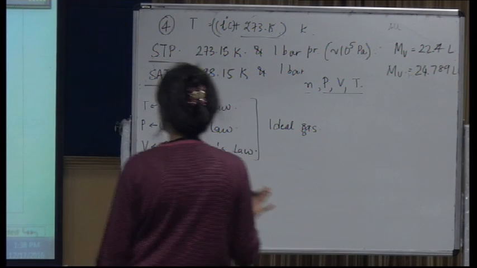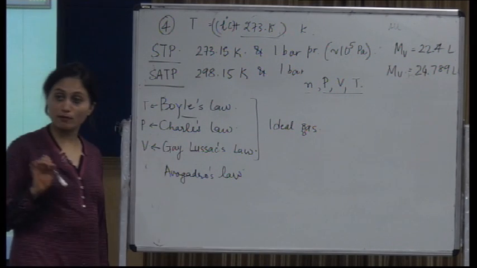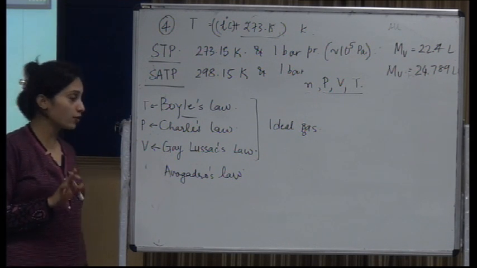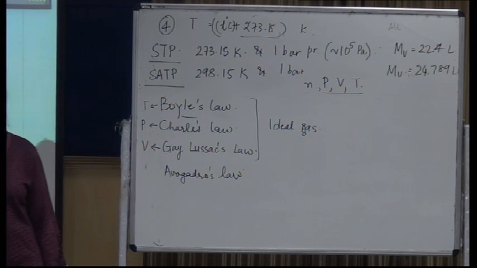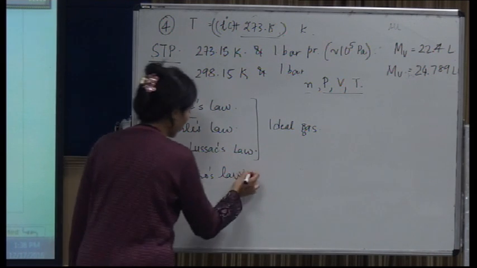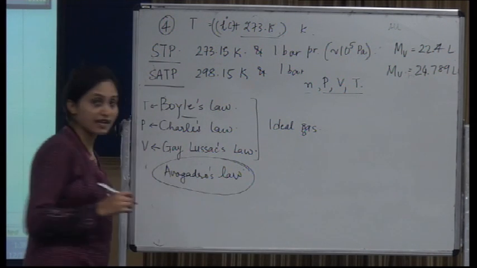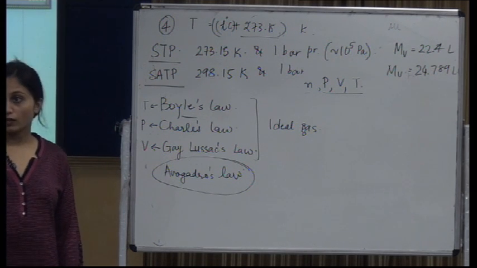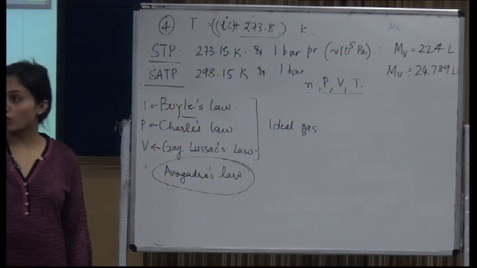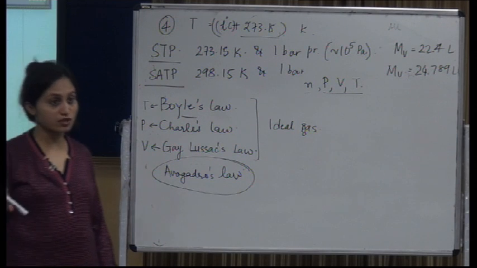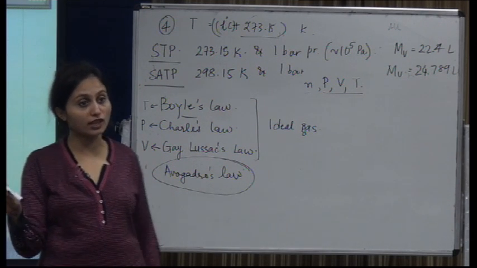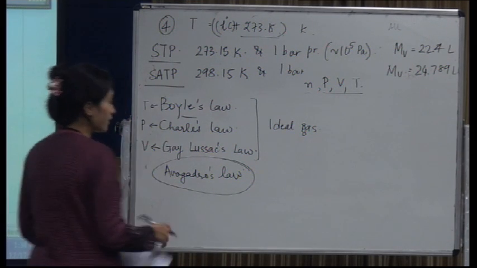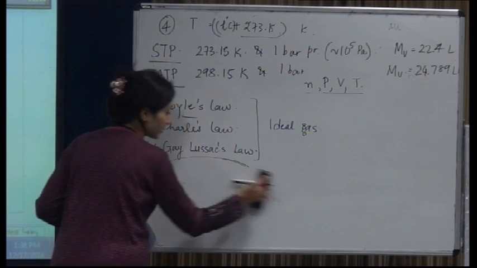Then the second is Charles' law. For Charles' law, remember that pressure will be constant. Then for Gay-Lussac's law, you will have volume as a constant. And then when you talk about Avogadro's law, it defines that for 1 mole you have a fixed number of atoms, molecules or ions, and that is Avogadro's number, which is 6.022 × 10^23. That you've already done. And when you combine all these, you get the ideal gas law.